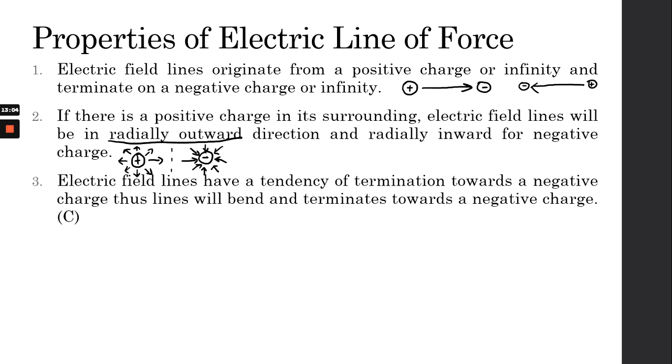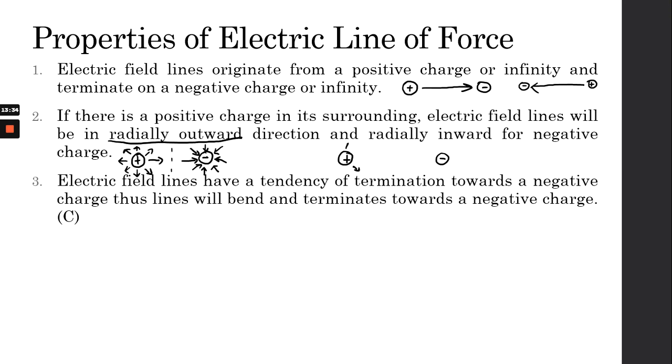Next, electric field lines have a tendency of termination towards a negative charge. So that's kind of still like the first one. These lines will bend and terminate towards a negative charge. So if I have a positive charge right here and a negative charge right here, we know that the positive will usually have lines that are radially outward. They're all pointing outward.